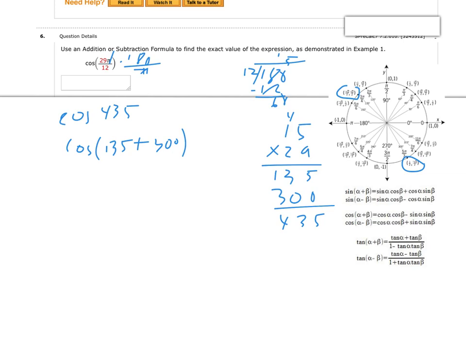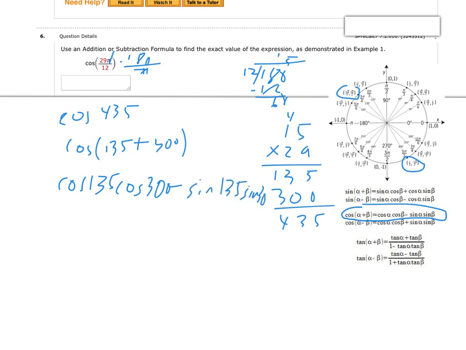All right, so then next step is I'm going to use the angle addition formula for cosine right here. And you've got to be kind of careful with this one because when it's adding in there, it is actually going to be subtracting when you expand it here. So I get cosine of 135 times cosine of 300 minus sine of 135 sine of 300.